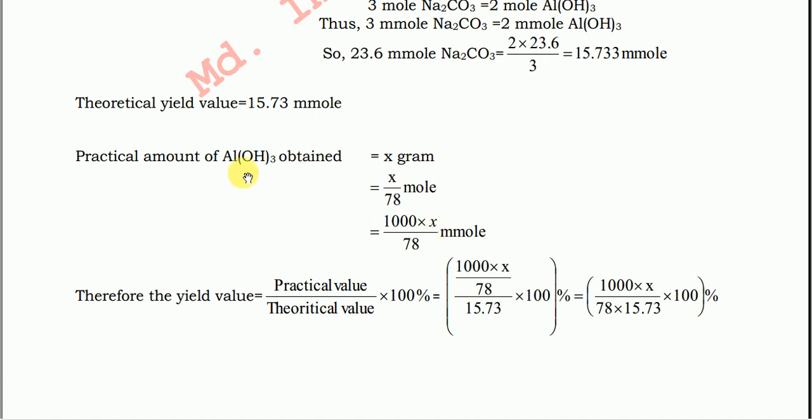Now this practical amount will be divided by the theoretical amount. Practical amount divided by the theoretical value. This millimole is divided by the theoretical value. The theoretical value is 15.73 millimole. So this millimole is divided by 15.73 millimole. And if we multiply this by 100, then this will give us the theoretical yield percentage. In this way, we will calculate the theoretical yield percentage for aluminum hydroxide gel.